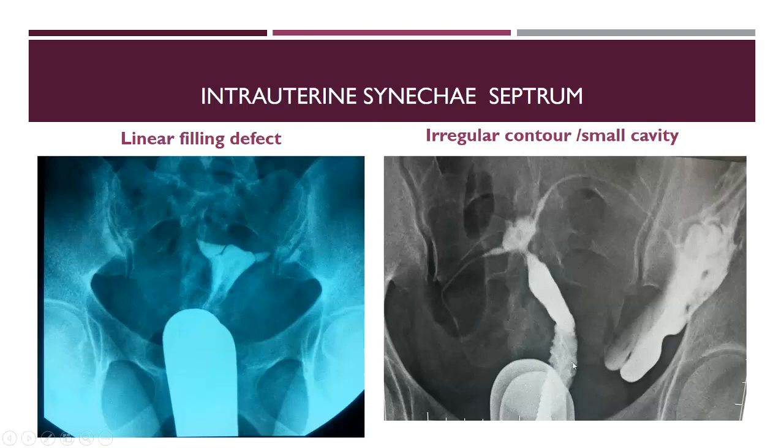In this one, we see the cervix, and the uterine cavity is markedly constricted at the fundus, with a very, very irregular contour, but the fallopian tubes are patent. So, irregular contour and small cavity. This is with intrauterine synechia.